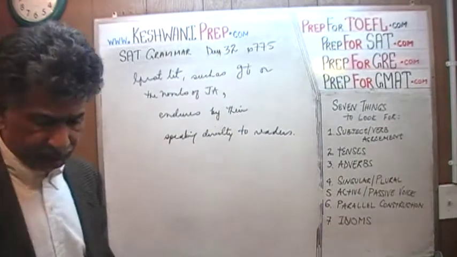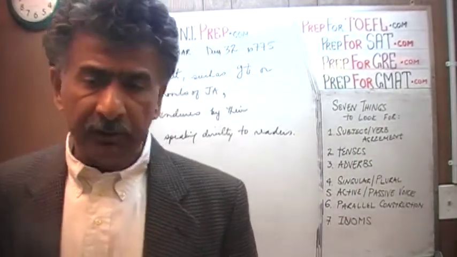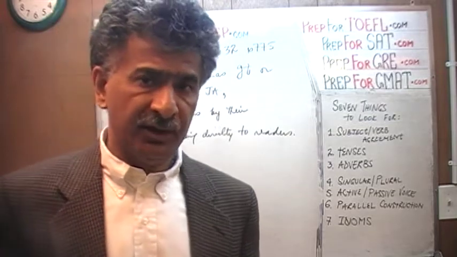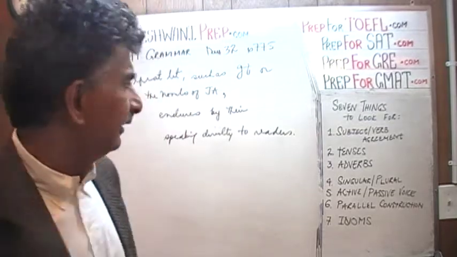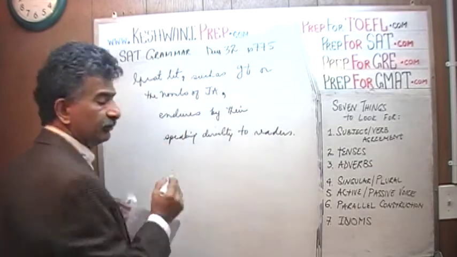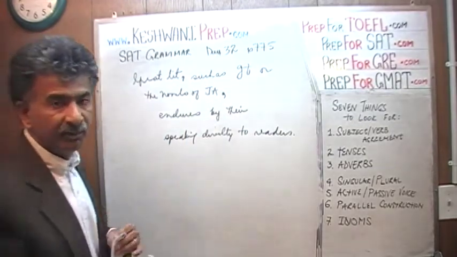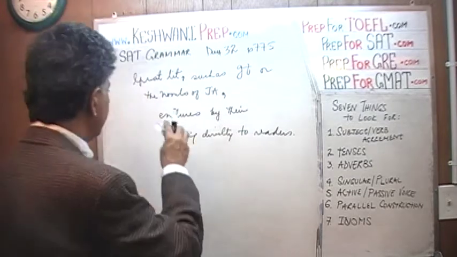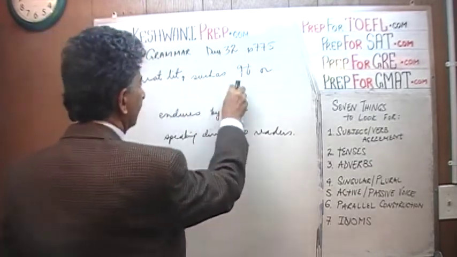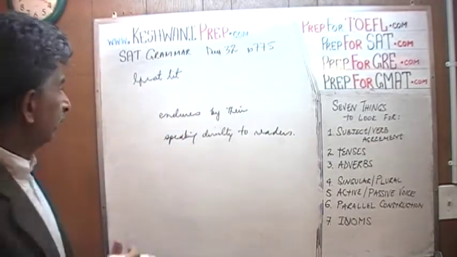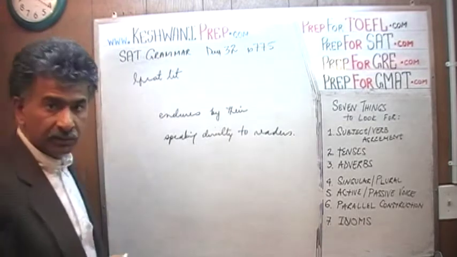So here's our sentence. Let's see what we can do here. Great literature such as Greek tragedies and the novels of Jane Austen, that part in the middle between the two commas, actually serves no purpose. It is there simply to fill up space, simply to distract you from what is really going on. We don't need it. Let's just ignore it. So now the sentence reads, great literature endures.